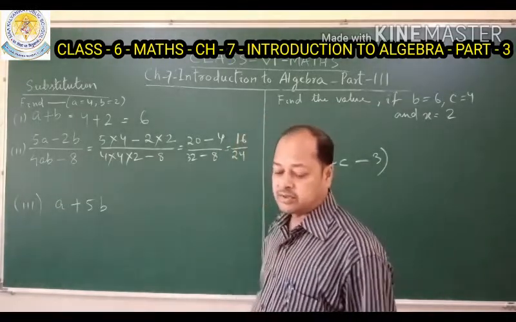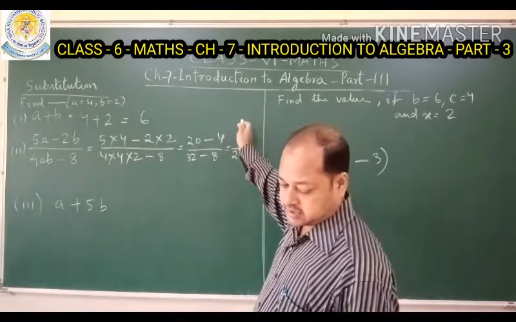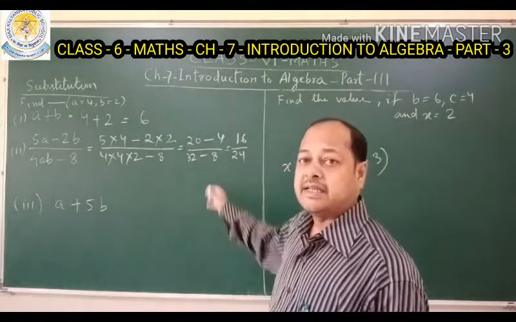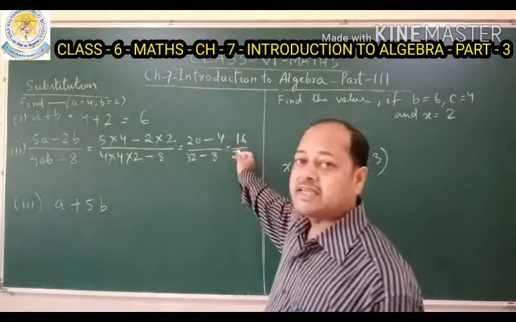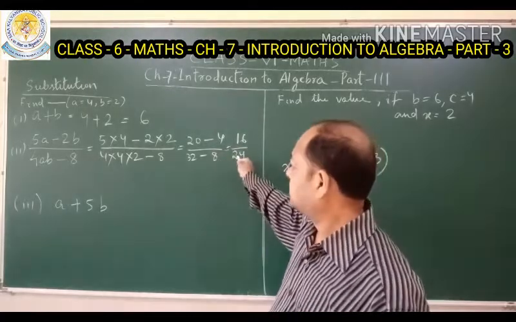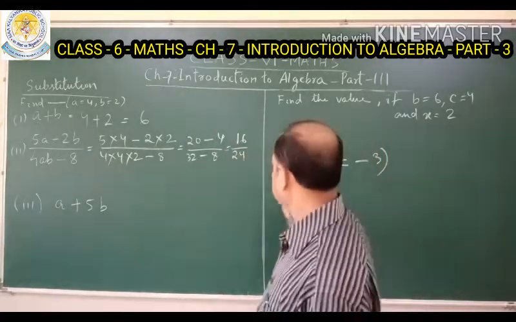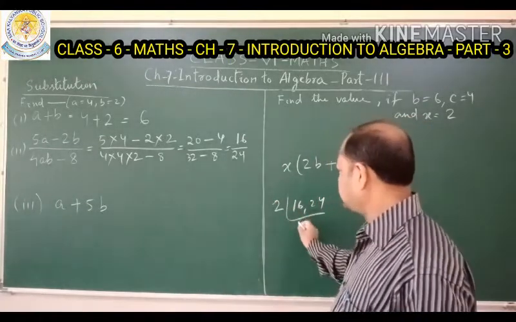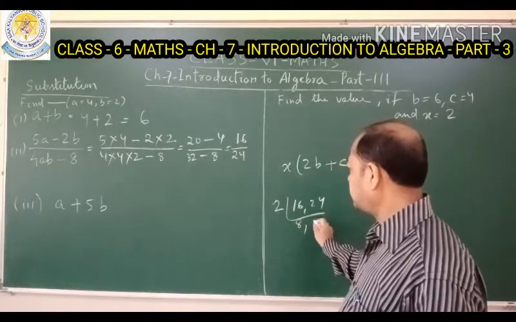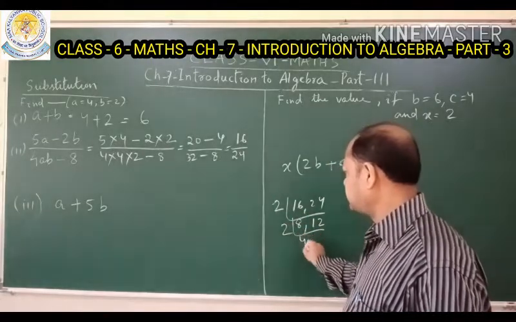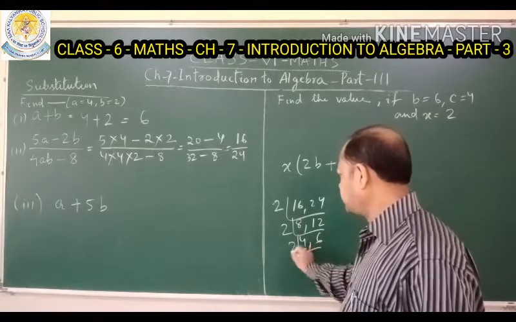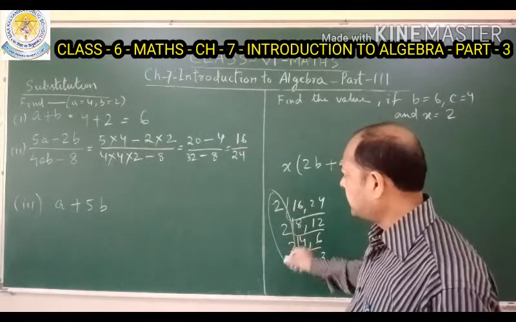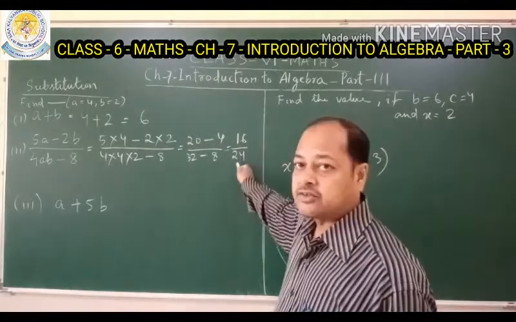So we get 16 upon 24. Now this 16 upon 24 can be further reduced. How can we reduce it? By taking the HCF. So what is the HCF of 16 and 24? Let's see. It is divisible by 2. 2 8s are 16 and 2 12s are 24, again divisible by 2, 2 4s are 8 and 2 6s are 12, again 2, 2 2s are 4 and 2 3s are 6. So the HCF is 2 times 2 times 2, that is 8. So 8 is the HCF of 16 and 24.